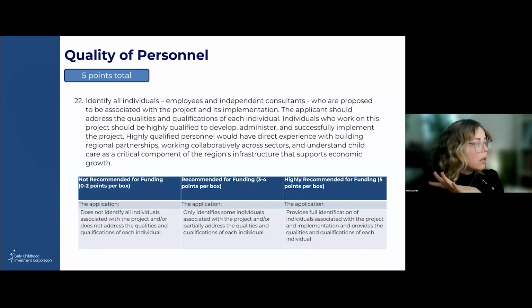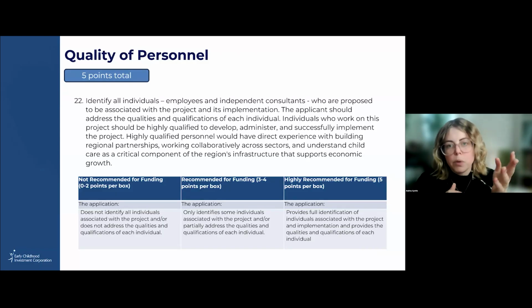This quality of personnel question is going to be the last points question of your application. So this, we're really looking for identifying all people that are proposed to work on this project, specifically within the organization, within the lead employees and independent consultants. And so it's kind of a staffing plan in a way. We really want to identify all individuals associated with the project and then the qualities and qualifications of each individual.